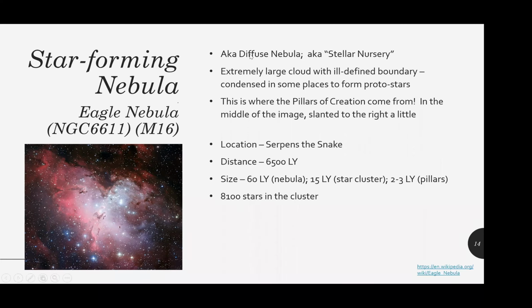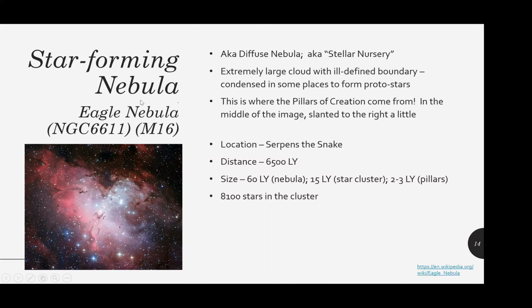The reason it has the name diffuse nebula is because it is an extremely large cloud with a very fuzzy boundary. Like I was saying, they are more dense in some places than others within the nebula, and these denser places can condense to form protostars. Interestingly, this nebula specifically is where the Pillars of Creation come from. They're right here, slanted slightly to the right. But yeah, that's where that comes from.